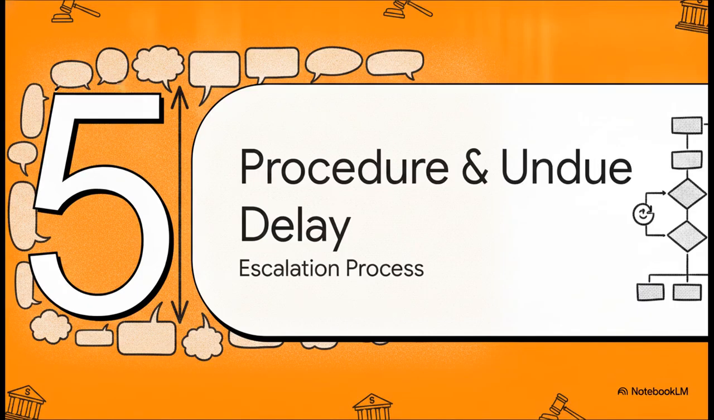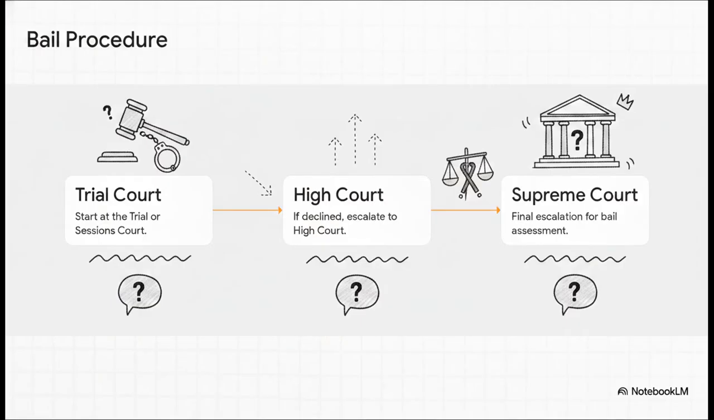Which brings us to Section 5, Procedure and Undue Delay. So we know the rules, but where does this battle actually take place? Well, you don't just march right into the Supreme Court on day 1. You start at Step 1, the trial or sessions court. If they turn you down, you escalate to Step 2, the high court. And occasionally, you take it all the way to Step 3, the Supreme Court. And at every single one of those levels, the judges are asking the exact same questions.